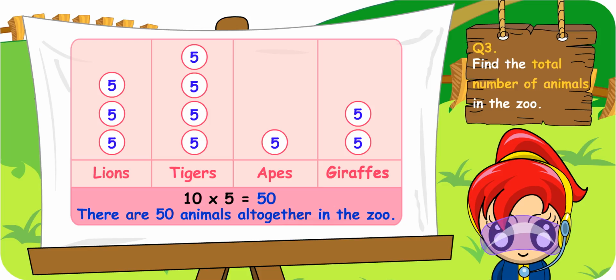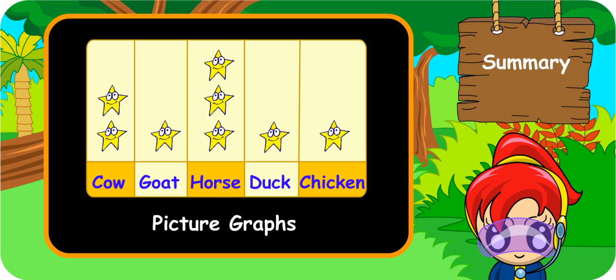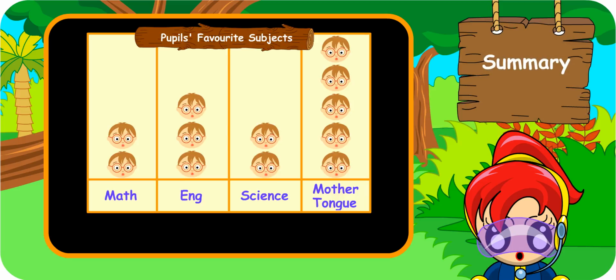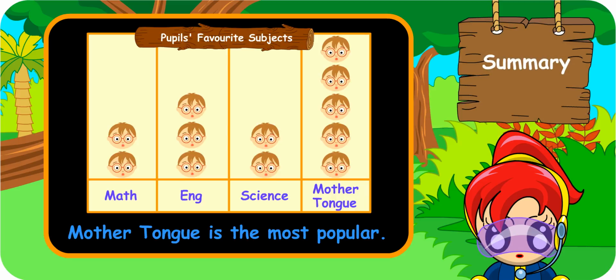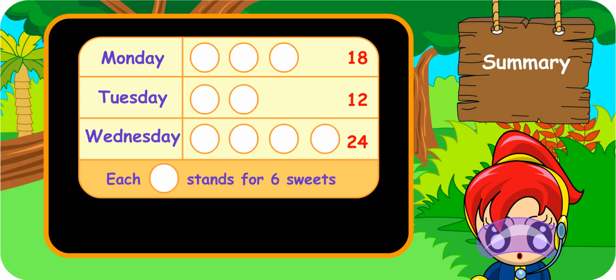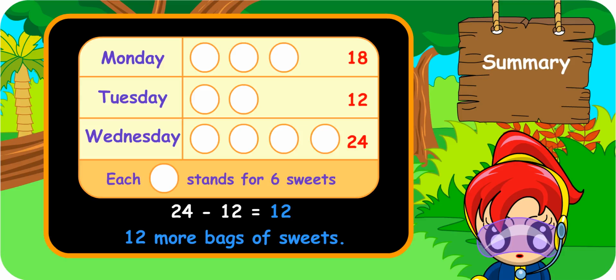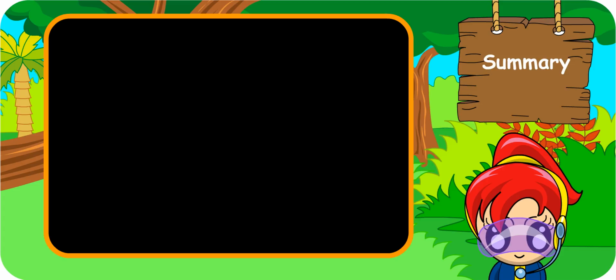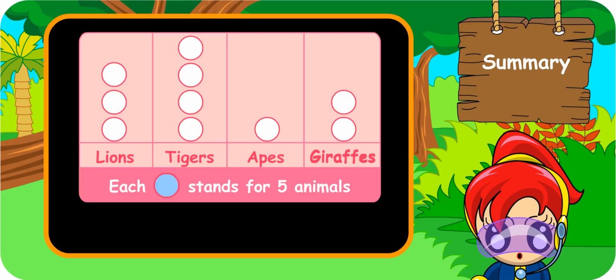Very good, Turbo Girl. You have learned a lot more about picture graphs today. Yes, in this lesson, I learned how to read data from a given graph and answer questions related to it. For example, this picture graph shows that mother tongue is the most popular subject among pupils, while this other picture graph tells us that 12 more bags of sweets were sold on Wednesday than on Tuesday. I can also use multiplication and the scale to get the answers I want. For example, one circle stands for 5 animals, and there are 4 circles for tigers. So, I have to multiply 5 by 4 to get 20 tigers.